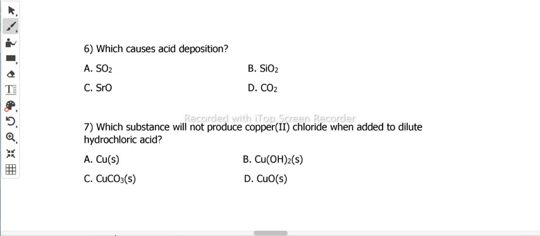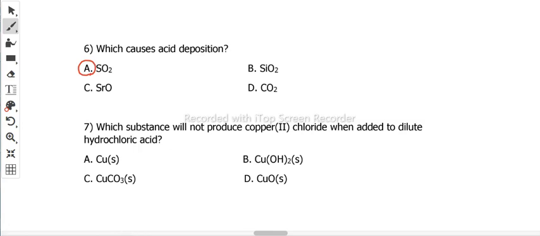Continuing with question number 6. Which causes acid deposition? So I'm talking about acid rain. Here we need to remember that acid rain is caused by sulfur dioxide as a gas. It's not allowed to choose carbon dioxide since it is present in nature.